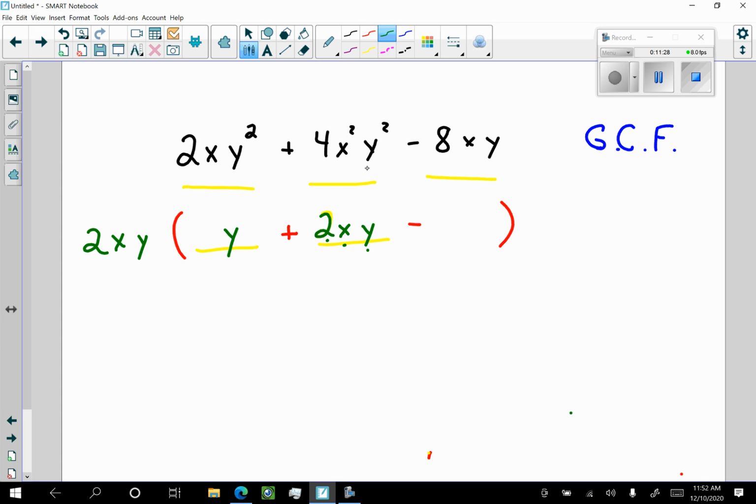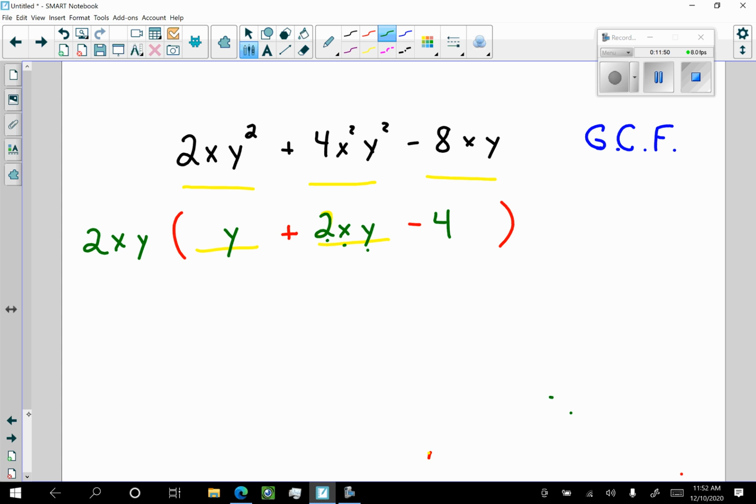What's the third term in my factorization? The third term in the parentheses. Well, 2 times what is 8? It's going to be 4. It's just going to be 4 because 2xy times 4 is 8xy. So this is the factorization of that guy right there.